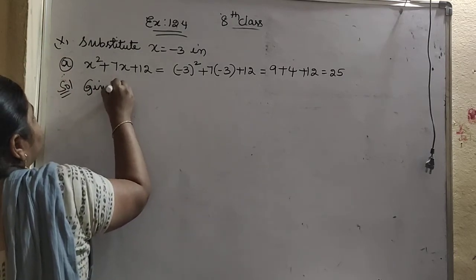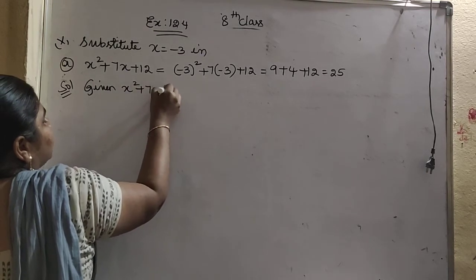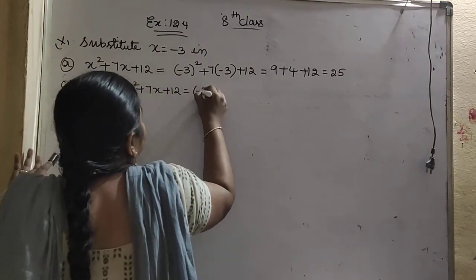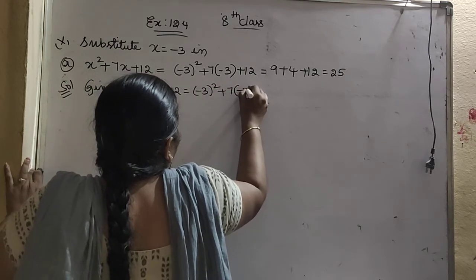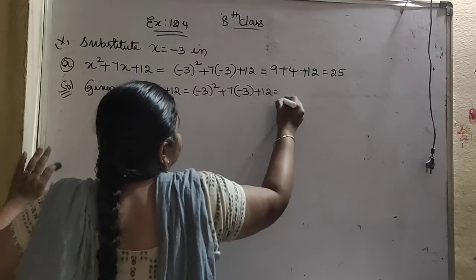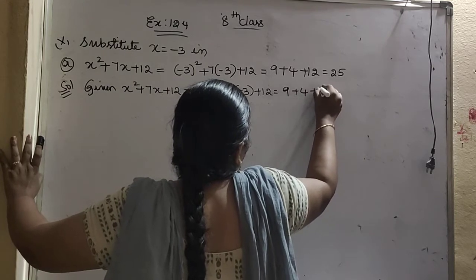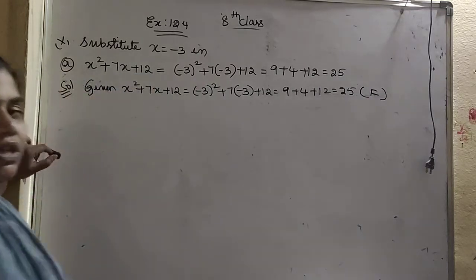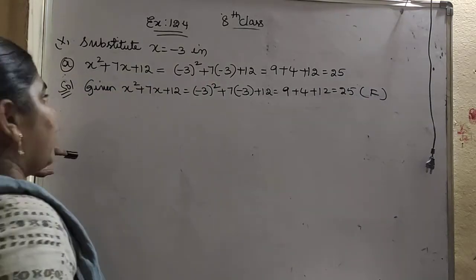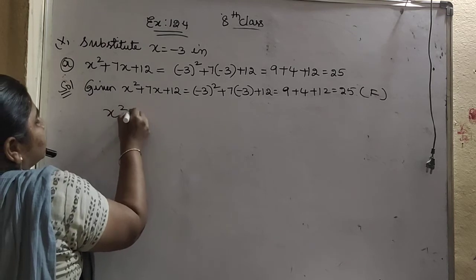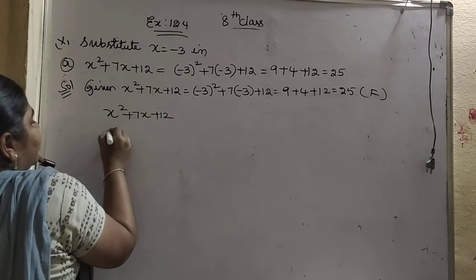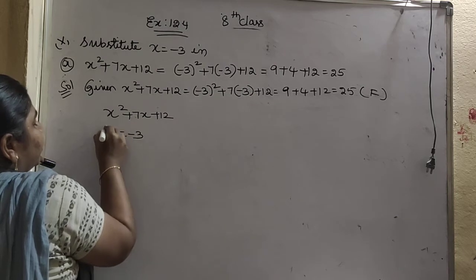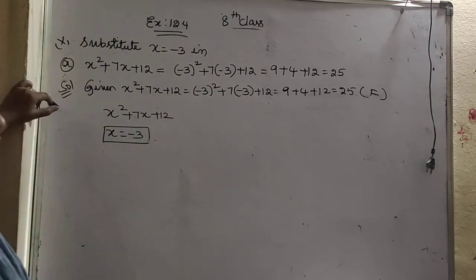So given x square plus 7x plus 12 equals (-3) whole square plus 7 into -3 plus 12 equals 9 plus 4 plus 12 equals 25 is a false statement. It is having an error. So what error it is having, we have to check. I am taking x square plus 7x plus 12. In place of x, we have to substitute -3.